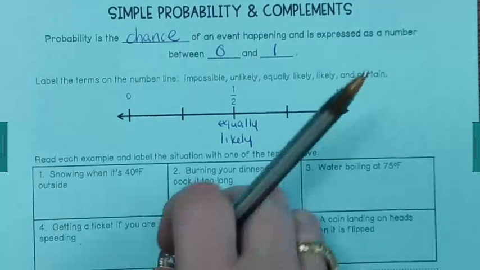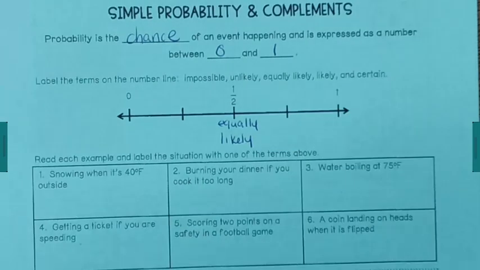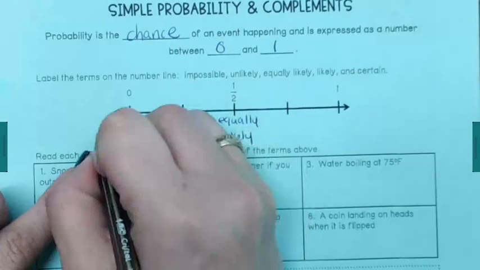All right. What are the chances that the Dallas Cowboys are going to win the Super Bowl this weekend? Do they have any chance of winning the Super Bowl? No, because they're not playing. It's 0. It's impossible.